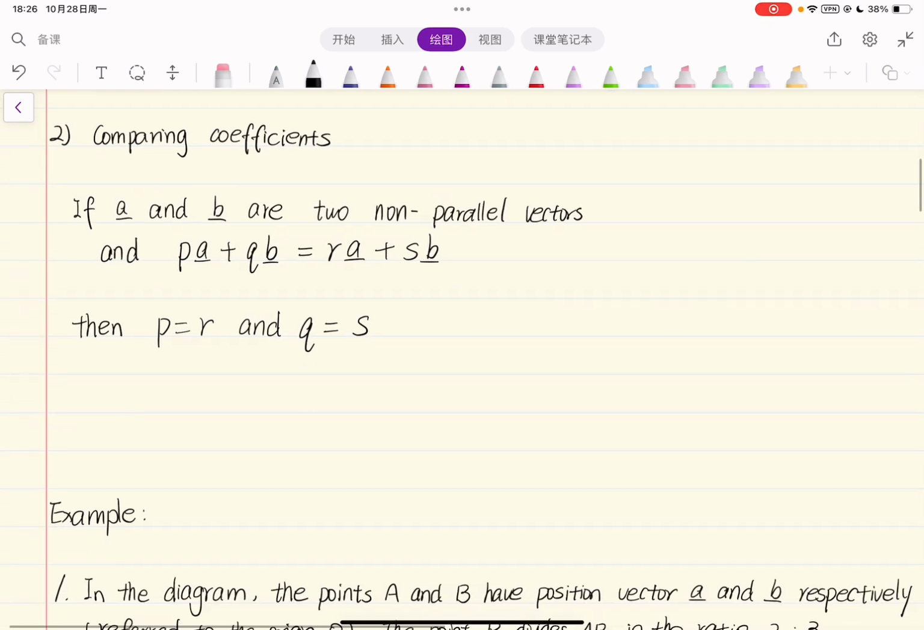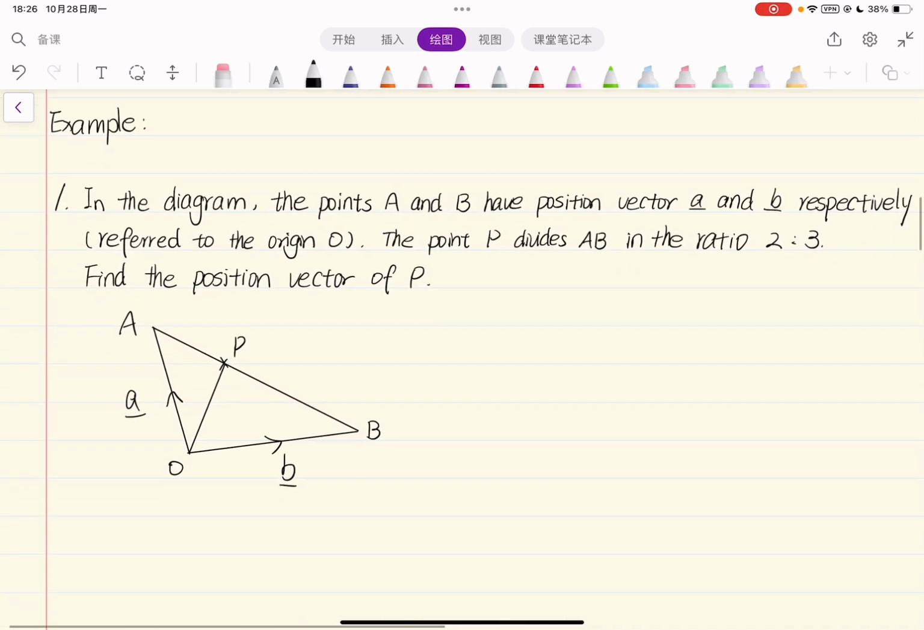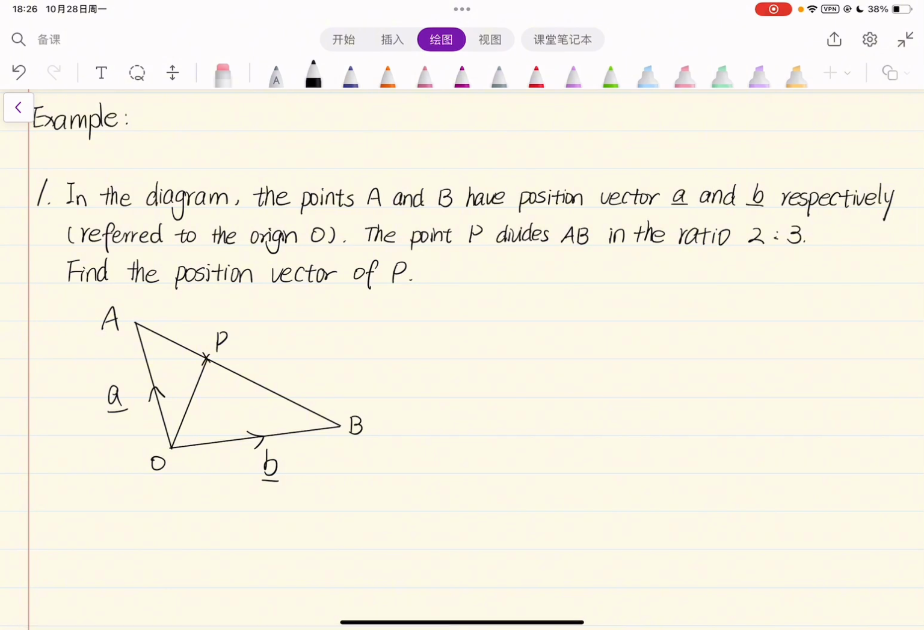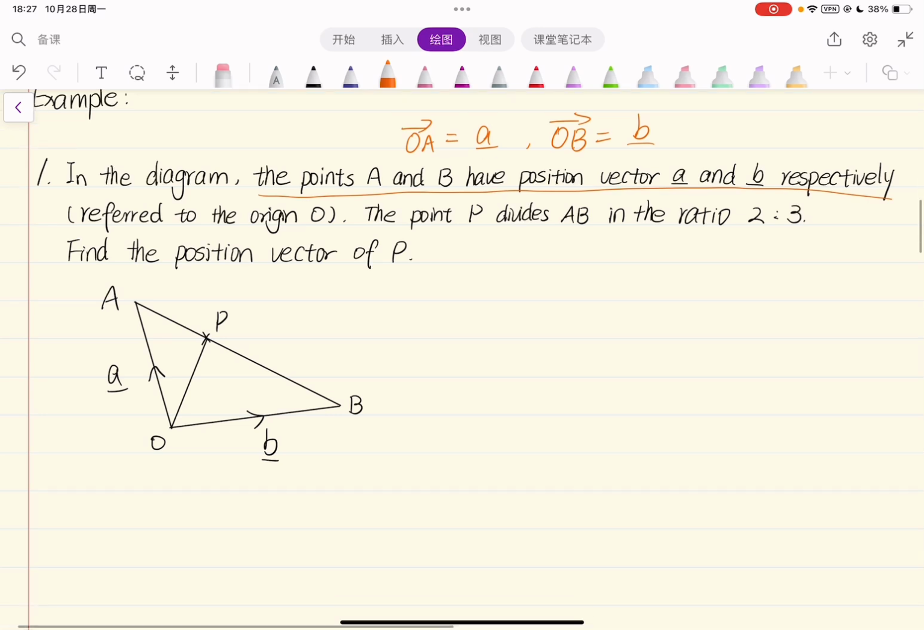Now, let's see some example questions. In the diagram, the points A and B have position vectors a and b respectively. In here, we can know that the vector OA equals a and the vector OB equals smaller b from this sentence. Then it says that the point P divides AB in the ratio 2 to 3 and asks you to find the position vector of P, which means you need to find the vector OP.